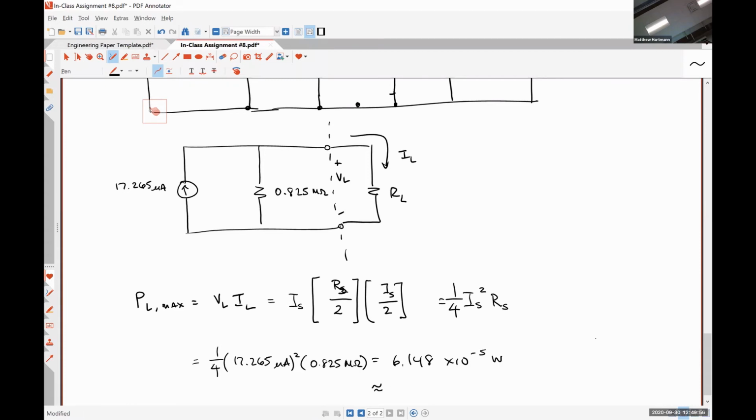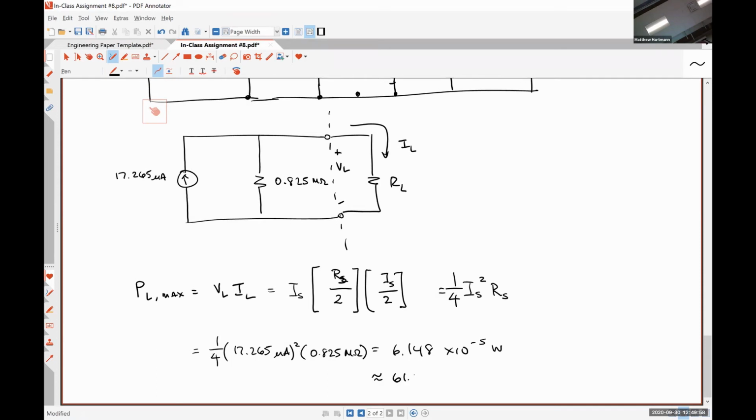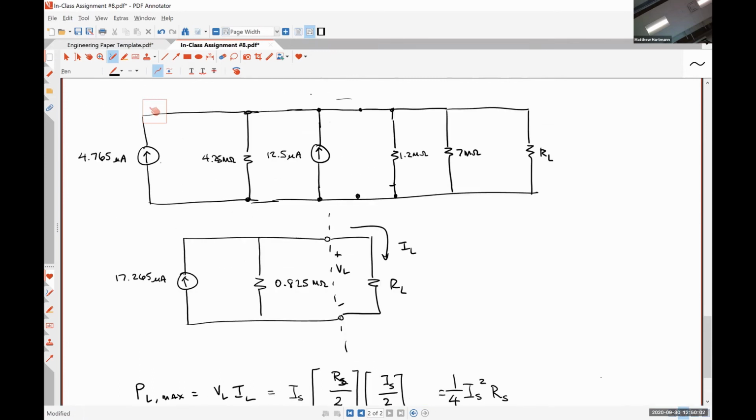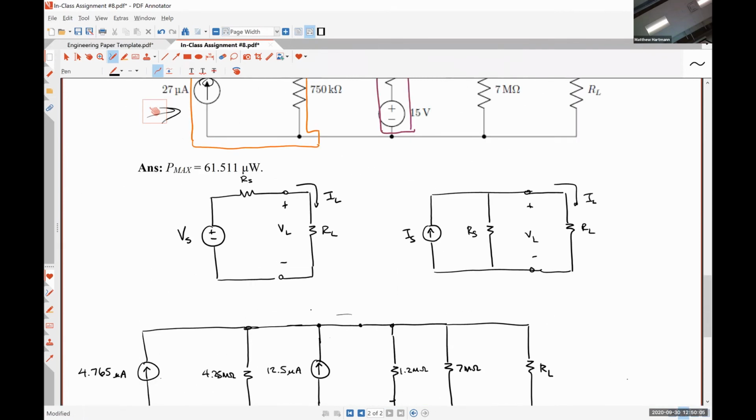So somewhere around 61.5 microwatts. Yep, there we go.